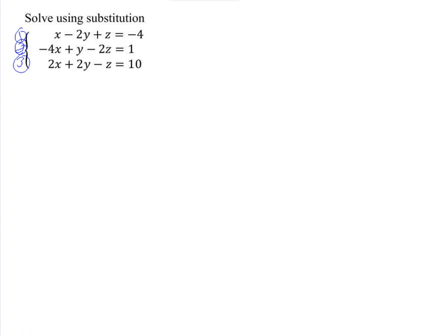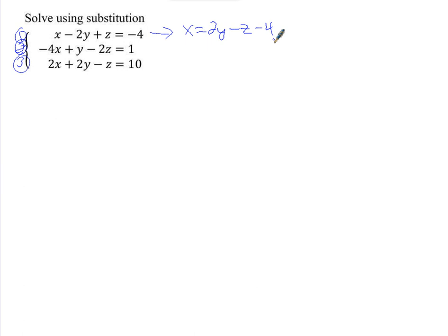So look, in this one there's lots of choices. You could go for this x, you could go for this y, you could go for this z, you could go for this z. Alright? Just pick one. I heard x first. So in equation number 1, I'm going to solve for x. X equals what? 2y minus z minus 4. Good.